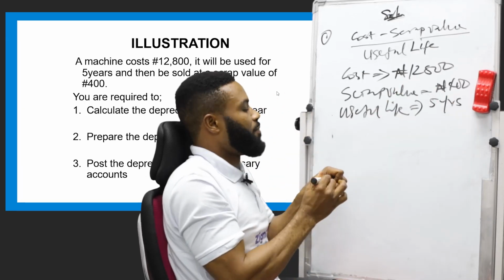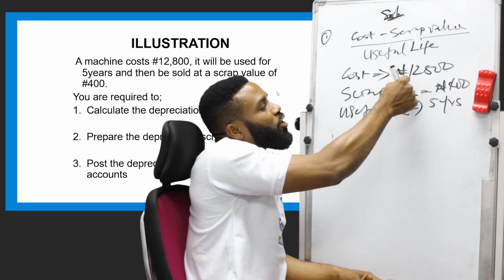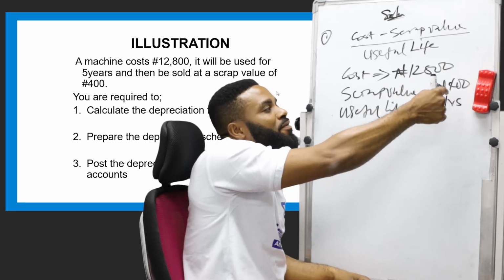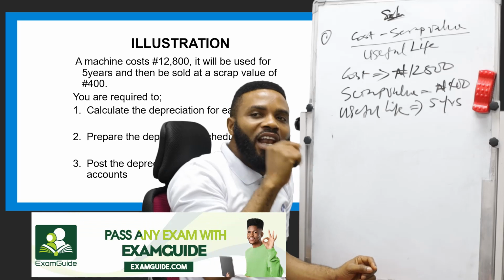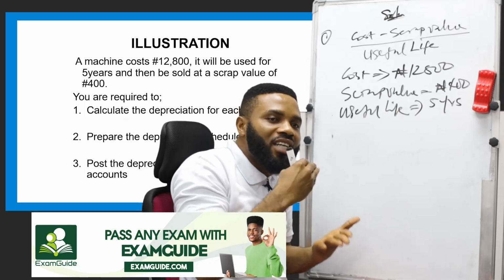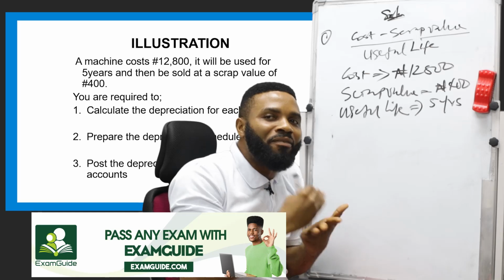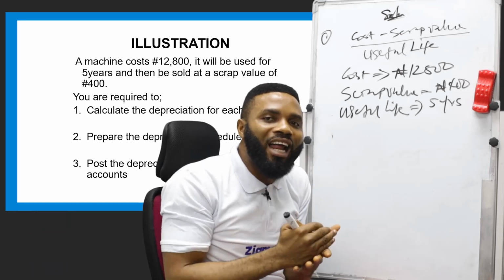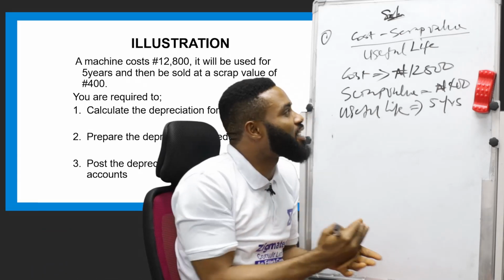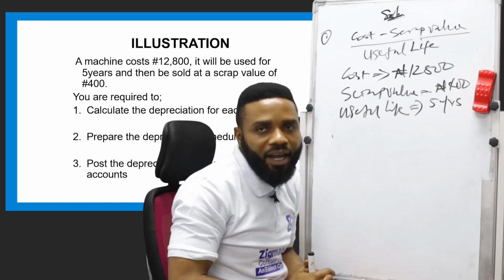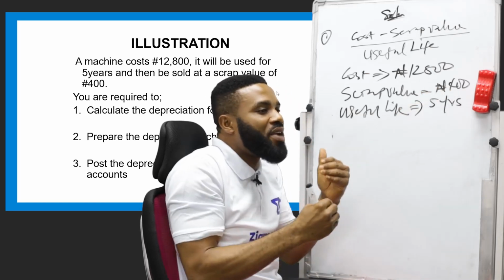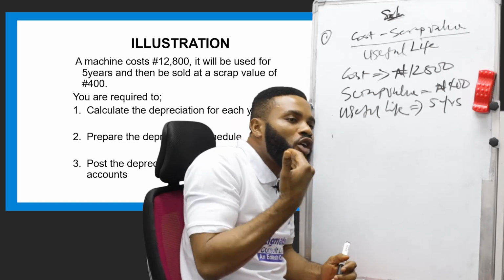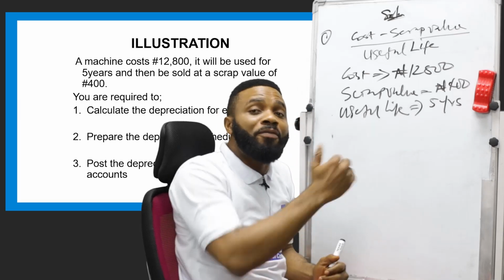Now let me explain something. This is the cost of acquiring the asset, and the scrap value here is the value at the end of the useful life of the asset. If we want to sell this asset after 5 years, how much can we sell it for? They are saying that even if we bought the asset for 12,800, after 5 years the value of the asset will drop to what? 400 naira. So you must try to predict. You can stay in the current year and predict what the value of the asset will be in 5 years.